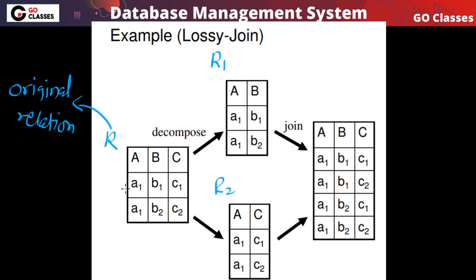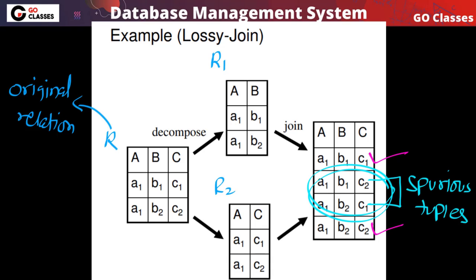You can notice in the original relation, we only have a1 b1 c1 and a1 b2 c2. So this is our original data. But you can notice this is wrong data we are getting. These are the spurious tuples we are getting. So two spurious tuples means we are getting wrong data.